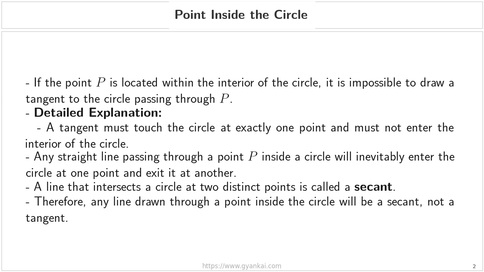So, to wrap up this case, because any line through an interior point must hit the boundary twice, every line drawn through point P will be a secant, and therefore, 0 tangents are possible. Now that we've established what a tangent is, a line that touches a circle at exactly one single point of contact, let's look at our first specific scenario. Now, let's move on to what happens when that point moves from the interior directly onto the boundary of the circle. Point on the circle.